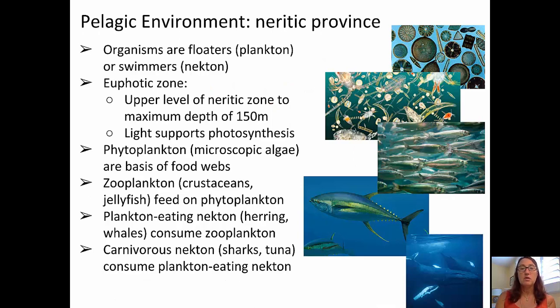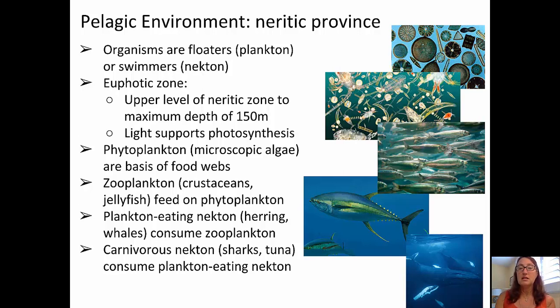In the neritic environment, we find organisms such as floaters like plankton or swimmers, which are nectons. The euphotic zone, which is the upper level of the neritic zone, goes down to a maximum depth of about 150 meters. In this area, light still penetrates the ocean water and thus supports photosynthesis.